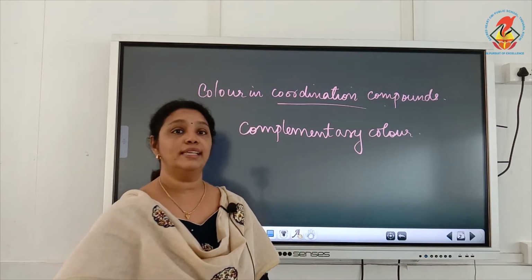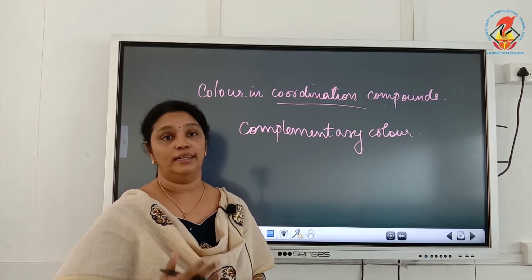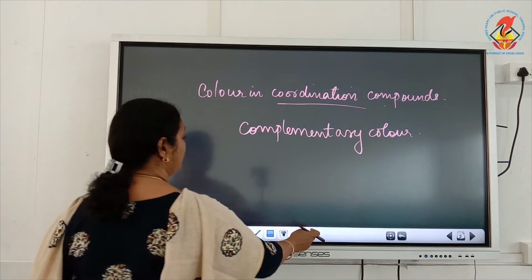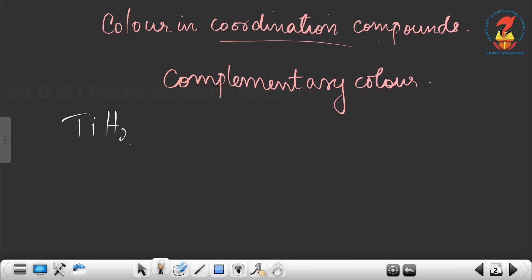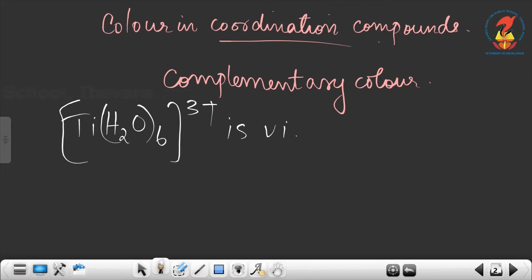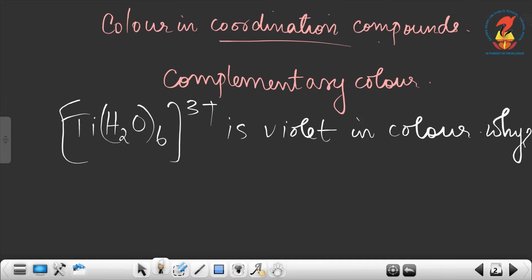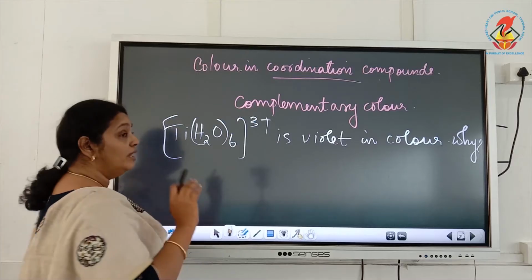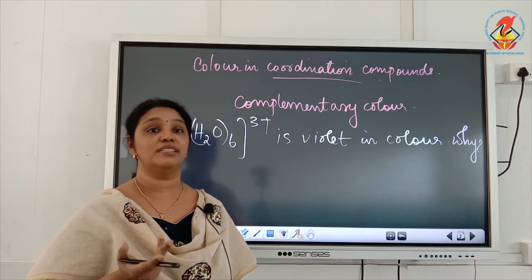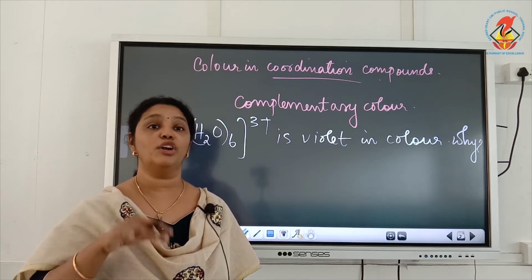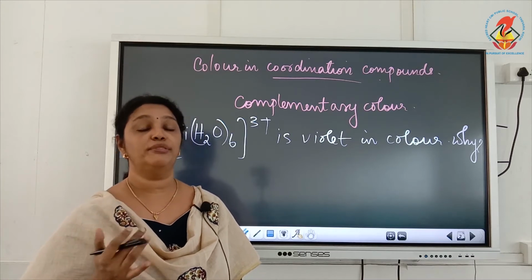Now next, let's see an example for the color of coordination compound, and what is the reason for the color. The question is: [Ti(H2O)6]3+ is violet in color. Why? Now, any question related to color, you have to write the explanation on the basis of crystal field theory, because the color in coordination compounds is explained by crystal field theory.